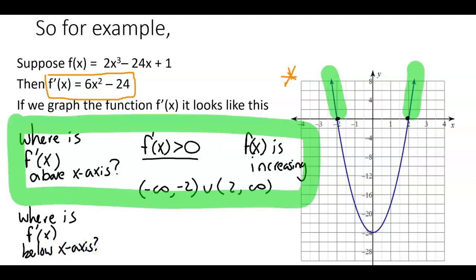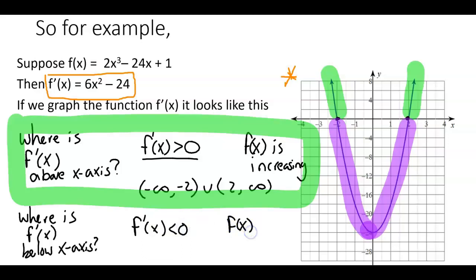Well, as you guys can see here, that would be happening down here. So in that case, my derivative is below the x-axis. And that means that on that purple area, f prime of x is less than 0, which means that on that purple area, that's where f of x is decreasing, because its derivative is less than 0, which means that the slope is negative. Okay? And that would be on the interval from -2 to +2, in between those two values.